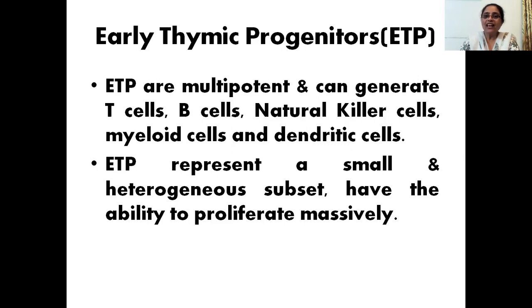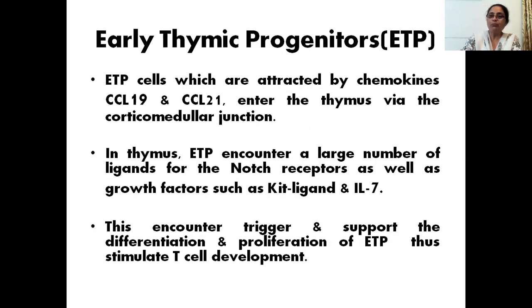Now, these early thymic progenitors are multipotent, so they can generate T cells, B cells, natural killer cells, myeloid cells, and dendritic cells. So ETP represents a small and heterogeneous subset that has the ability to proliferate massively, when attracted by chemokines.